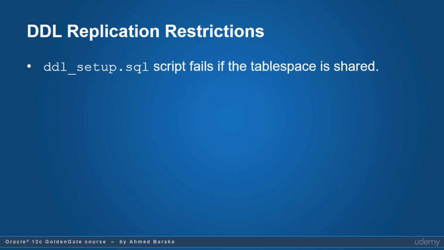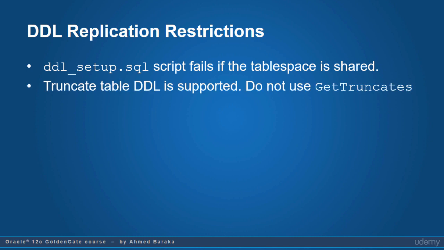As is the case with the DML replication, GoldenGate is using a database user for DDL replication. A tablespace must be dedicated to that database user. No other user should use that tablespace. Do not use the GETTRUNCATES parameter when you configure GoldenGate for DDL replication, because the truncate table command is already supported by the DDL replication.